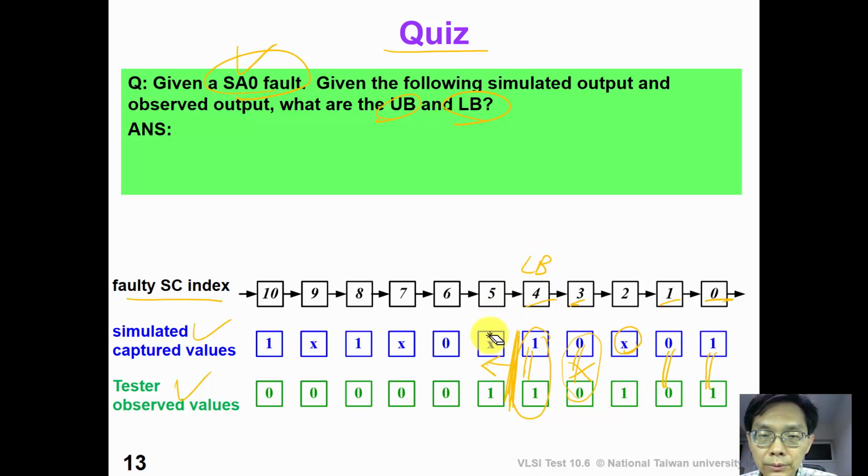Now let's move on to 5. This is a known, so we ignore it. And number 6, they are the same. Number 7 is the known. For index number 8, now we start to see mismatches between simulation value and observed values. So we know that the fault must be somewhere downstream to number 8. So the upper bound is number 8. The actual defect must be somewhere between 4 and 8. Have you got it correctly?